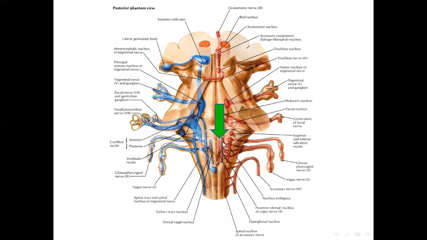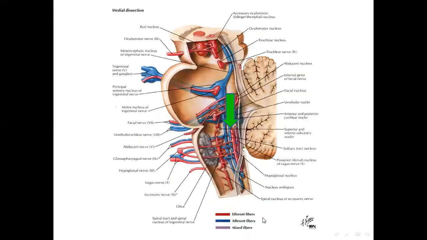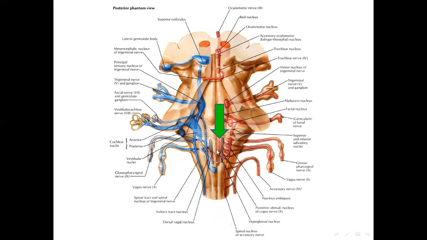This is the fourth ventricle. In fact, when we do neuroanatomy, you will understand better. So the upper half is pons and the lower half is medulla oblongata. In the floor of the fourth ventricle, that is the part of medulla oblongata, we are able to see the hypoglossal nucleus. From the hypoglossal nucleus, you can see the hypoglossal nerve is coming out.